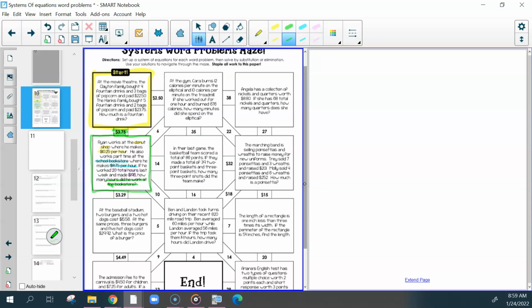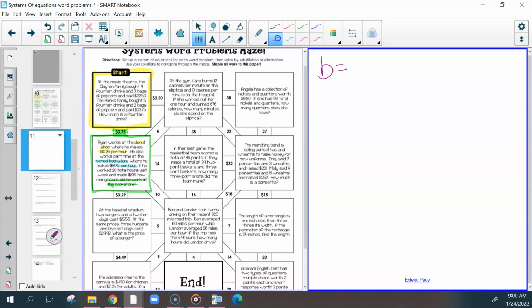Okay. So first we need to define our variables. We can call them B and D. X and Y, it doesn't matter. And what do these variables represent? He works there. The donut shop. What specifically about the bookstore or about the donut shop? The hours he worked there. That's what we don't know. We can say number of hours.